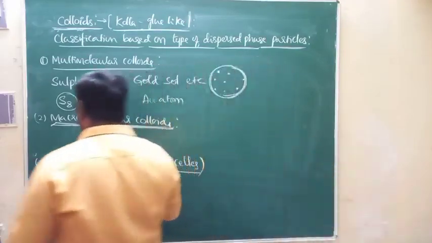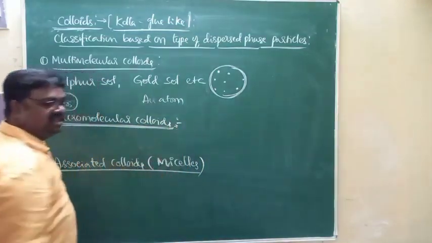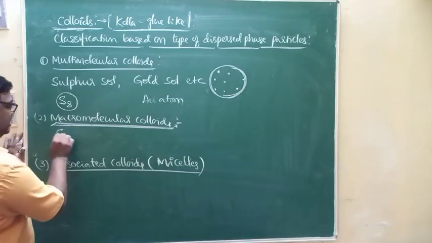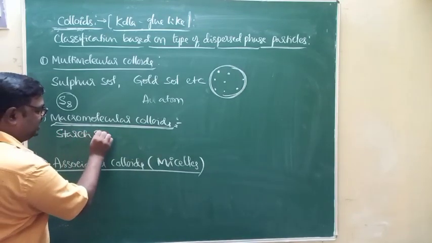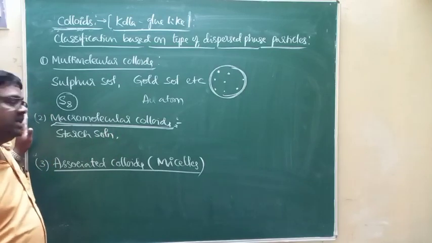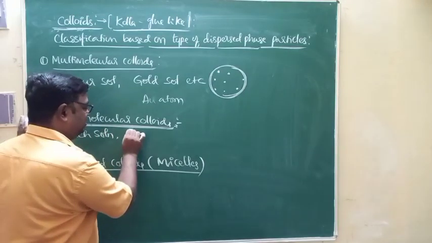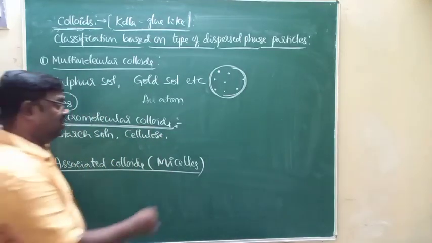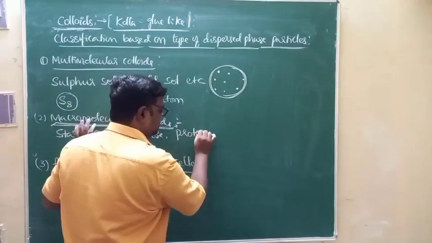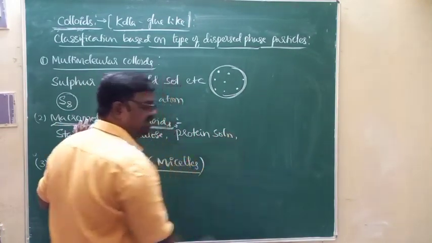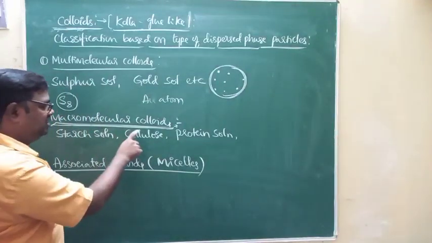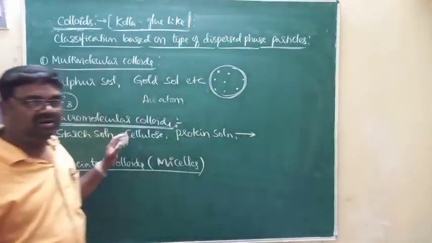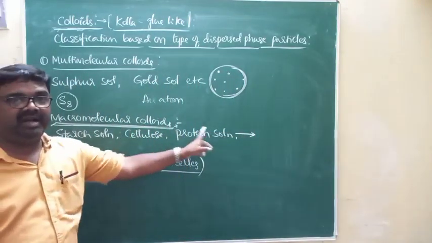Generally, macromolecular colloids are formed by polymer solutions. They are formed by polymers. For example, starch solution is an example of macromolecular colloids. Or solution of cellulose is an example of macromolecular colloid. Protein solutions are also examples of macromolecular colloids. All these, starch solution, cellulose solution and protein solutions, are naturally occurring macromolecular colloids.